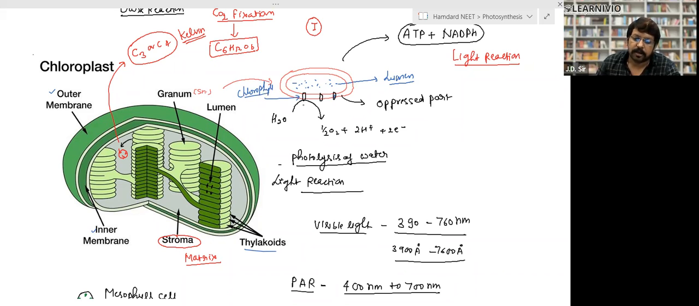Is it clear? Here, look. Here the water molecule breaks down and then the further process takes place, right? So this reaction takes place with the help of light. That's why we call it light reaction. Is it clear to you?